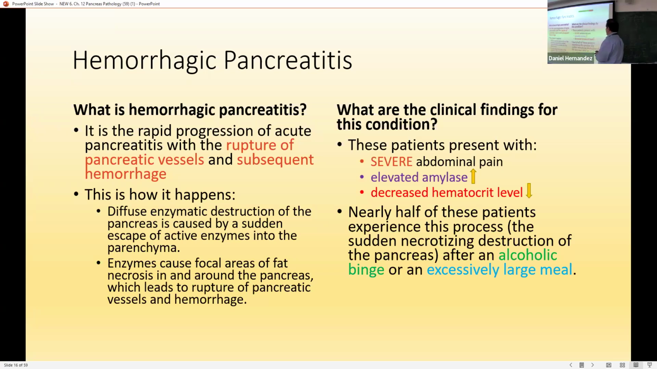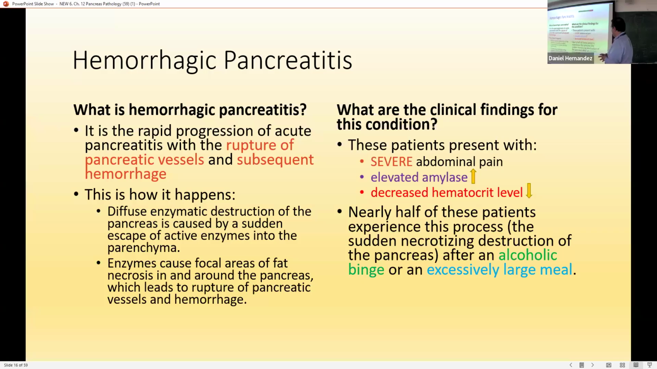Clinical findings for this condition. Patients present with severe abdominal pain, very elevated amylase levels, and then their red blood cell counts, the hemoglobin and hematocrit levels, start to drop as they're bleeding. So that's a bad combination if we see increased amylase and lipase and then dropping of their hematocrit levels.